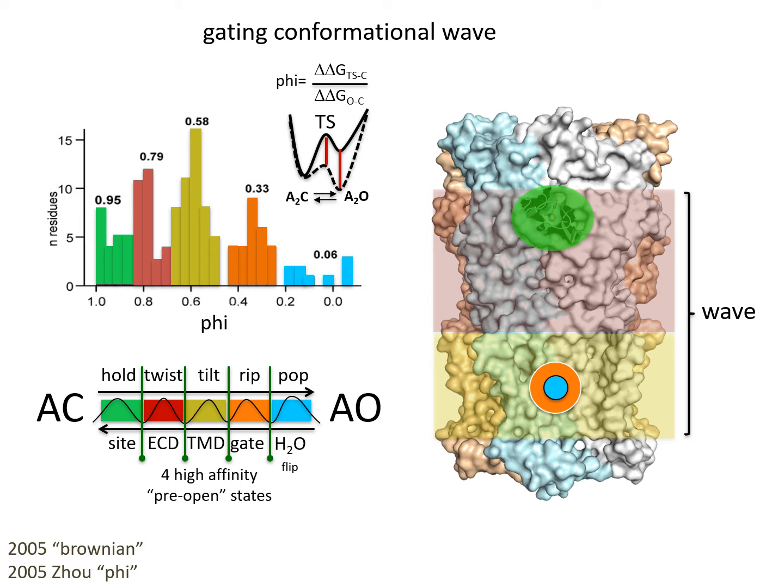I also want to note that I have named these events not by the state, but by the transition state, which is the rearrangement, the dynamic event that is represented by these energy barriers. So hold refers to an event, while flip actually refers to a state. So there's a small difference in the naming system there.